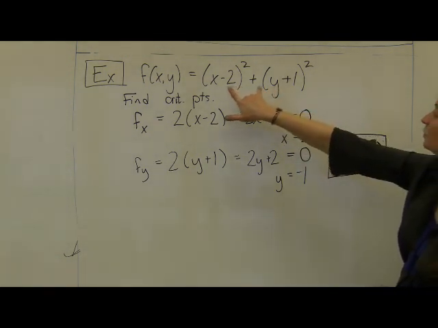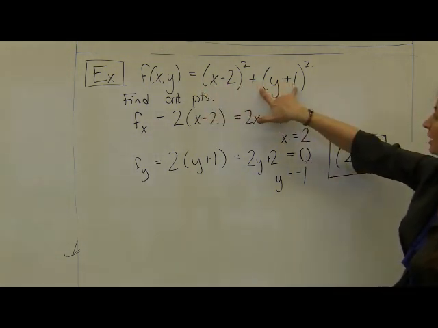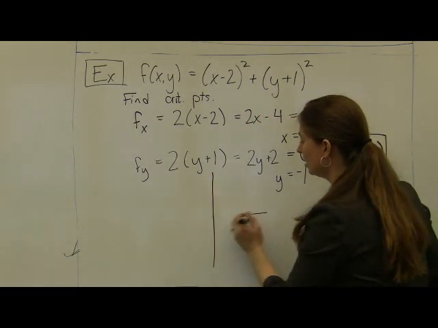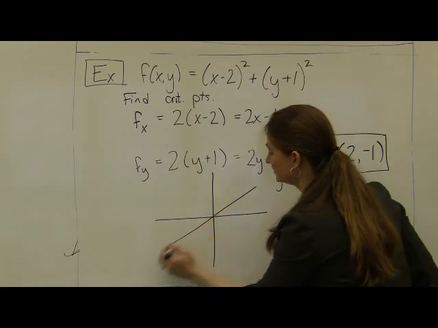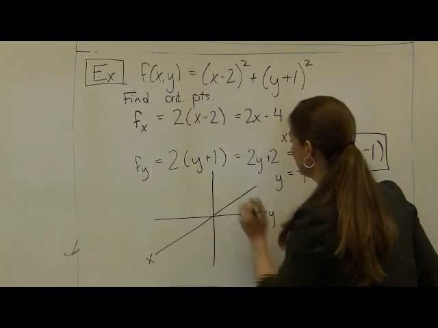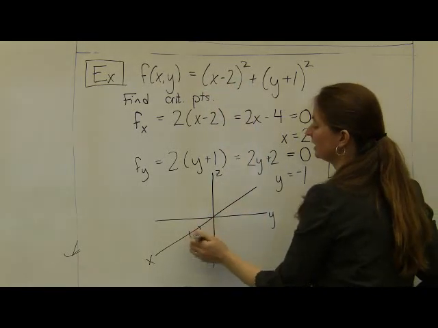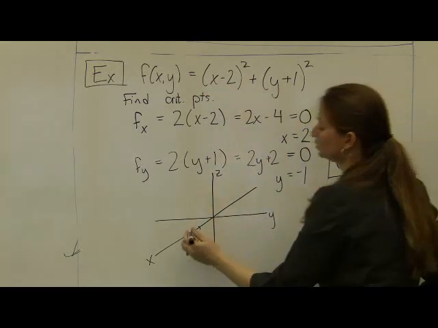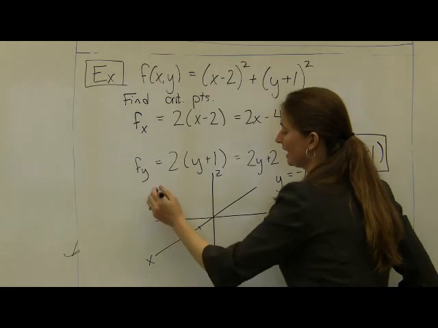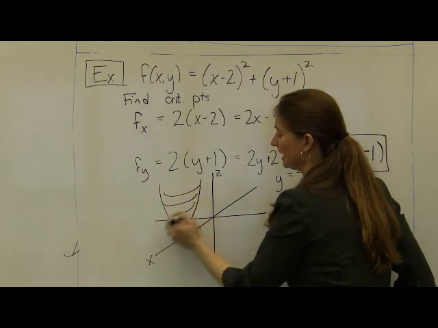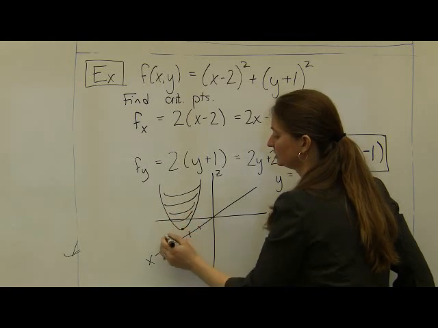Looking at this function, we see that it has the basic setup of our paraboloid. If I wanted to, I could do a bunch of horizontal and vertical traces, or I could just think to myself, I know that my x's have been shifted forward 2 units, and my y's have been pulled back 1 unit. And it means that I have this paraboloid function that has the base of the paraboloid shifted over to this point 2, -1.